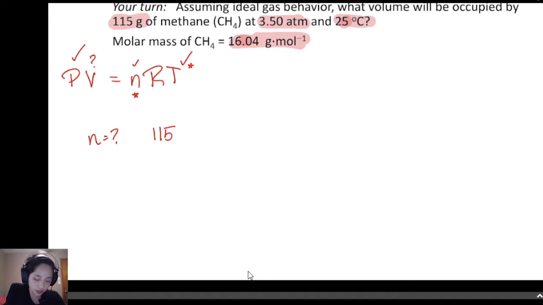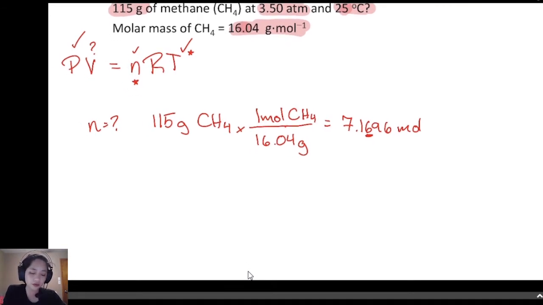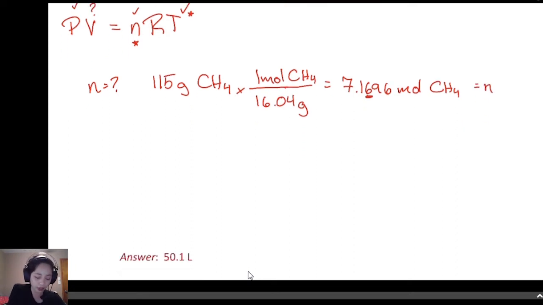So I'm going to figure out our number of moles. If I have 115 grams of CH4 methane and use its molar mass, grams of methane is 1 mole of methane CH4. That equals 7.1696 moles. I know I have too many sig figs here, but that's okay. I don't want to introduce rounding error. So 115 grams of methane is also 7.17 moles of methane. So this is our n. This is what we will put into our ideal gas equation.